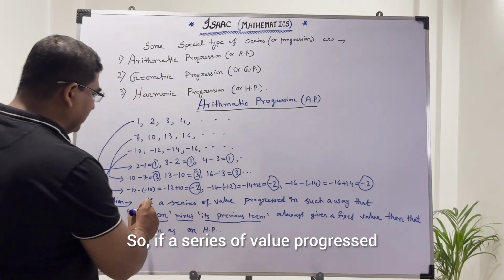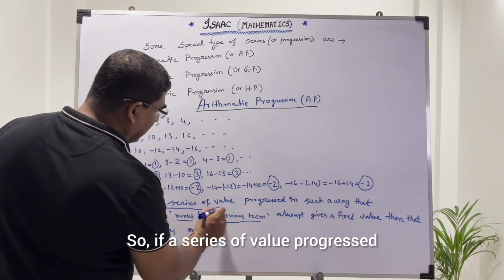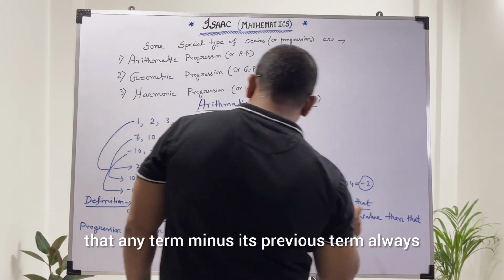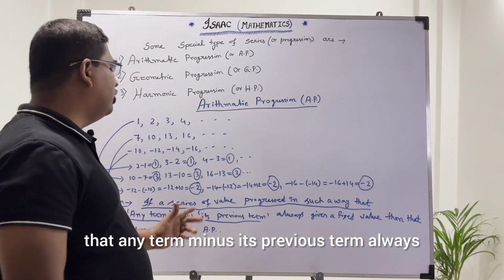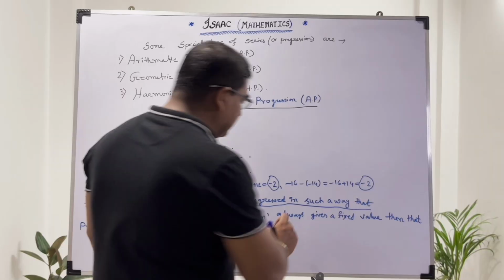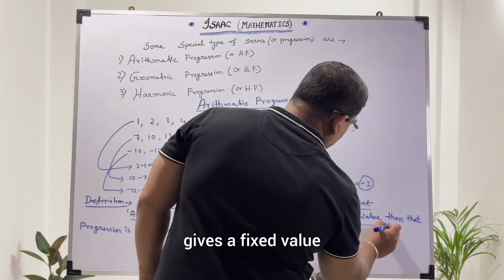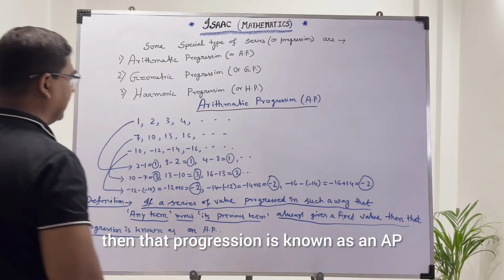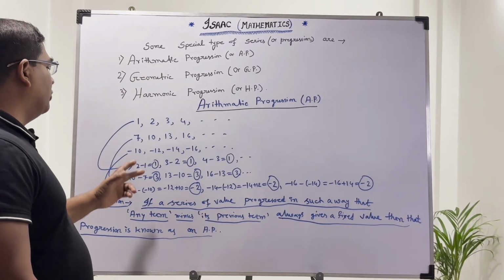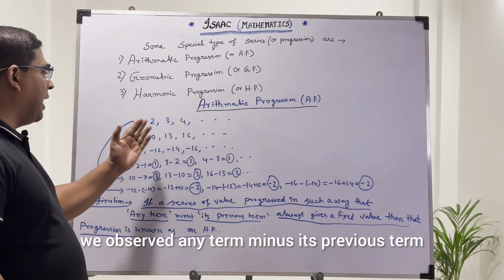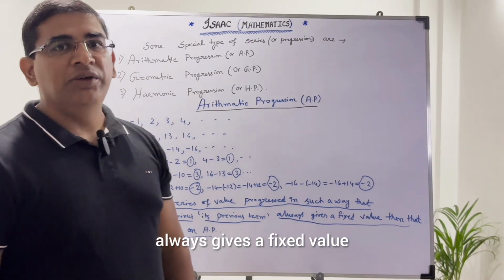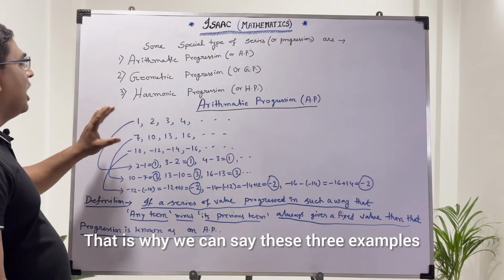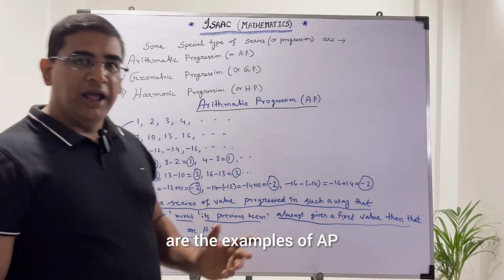So, if a series of values progressed in such a way that any term minus its previous term always gives a fixed value, then that progression is known as an AP. Okay. In these three examples, we observe any term minus its previous term always gives a fixed value. That is why we can say these three examples are the examples of AP.